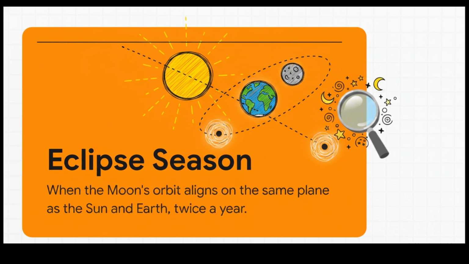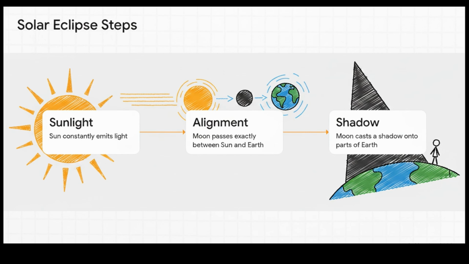Imagine 2 hula hoops layered on top of each other, but one is tilted just slightly. Because of that tilt, we only enter what's called eclipse season, roughly twice a year. That's the specific window of time when those orbits perfectly intersect on the exact same plane. And when that seasonal alignment finally happens, the cosmic dance really begins.